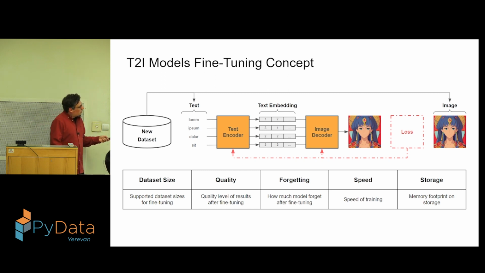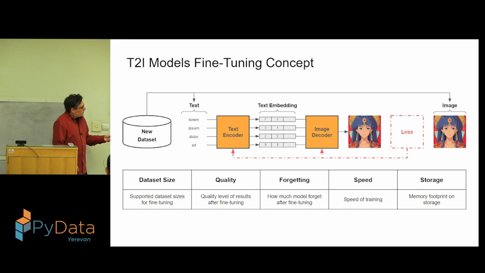And the third problem is forgetting. This is a very specific type of overfitting related to large models. It's called catastrophic forgetting, when we're trying to teach the model new concepts and it forgets everything that it learned before. So if it's a pre-trained model with a very large amount of concepts encapsulated in it, it just forgets all these things and becomes a very weak model. This is a measure of how much the model forgets after fine-tuning.